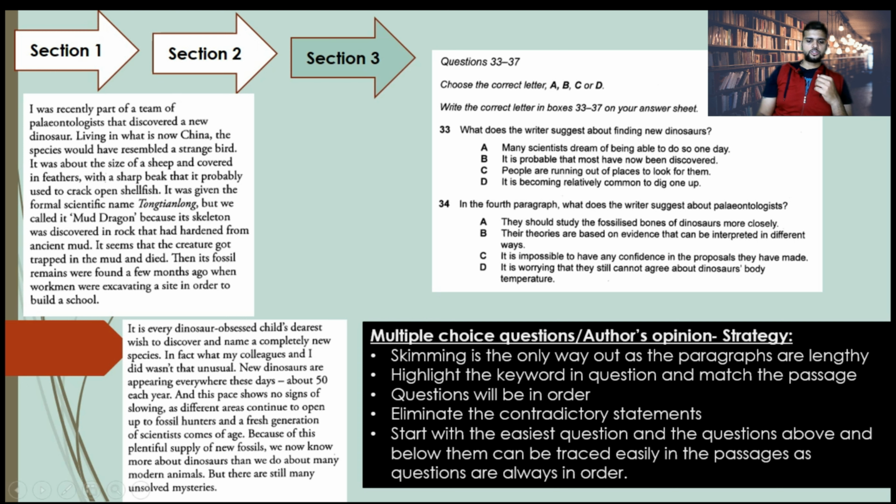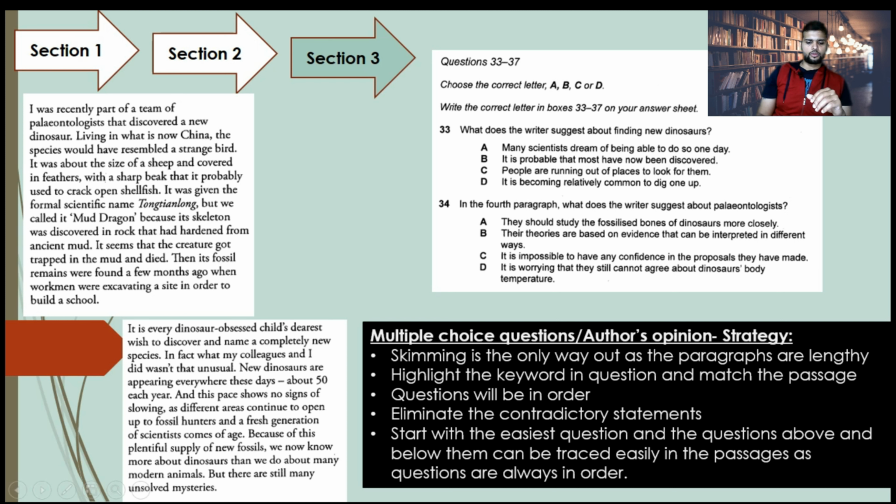Living in what is now China, it resembled a strange bird. It was about the size of a sheep, with feathers and a sharp beak, probably used to crack open shellfish. Given a formal scientific name, which is irrelevant for me, but we called it the mud dragon. Something about the mud dragon. There is nothing about envying people. The skeleton was discovered in rock hardened from ancient mud. The creature got trapped in the mud and died. Fossil remains were found a few months ago when workmen were excavating the site. So in this paragraph, even though the keyword new dinosaur is present, the entire paragraph is irrelevant for you, because nothing is mentioned about the feelings of scientists or geographic location or anything as such.